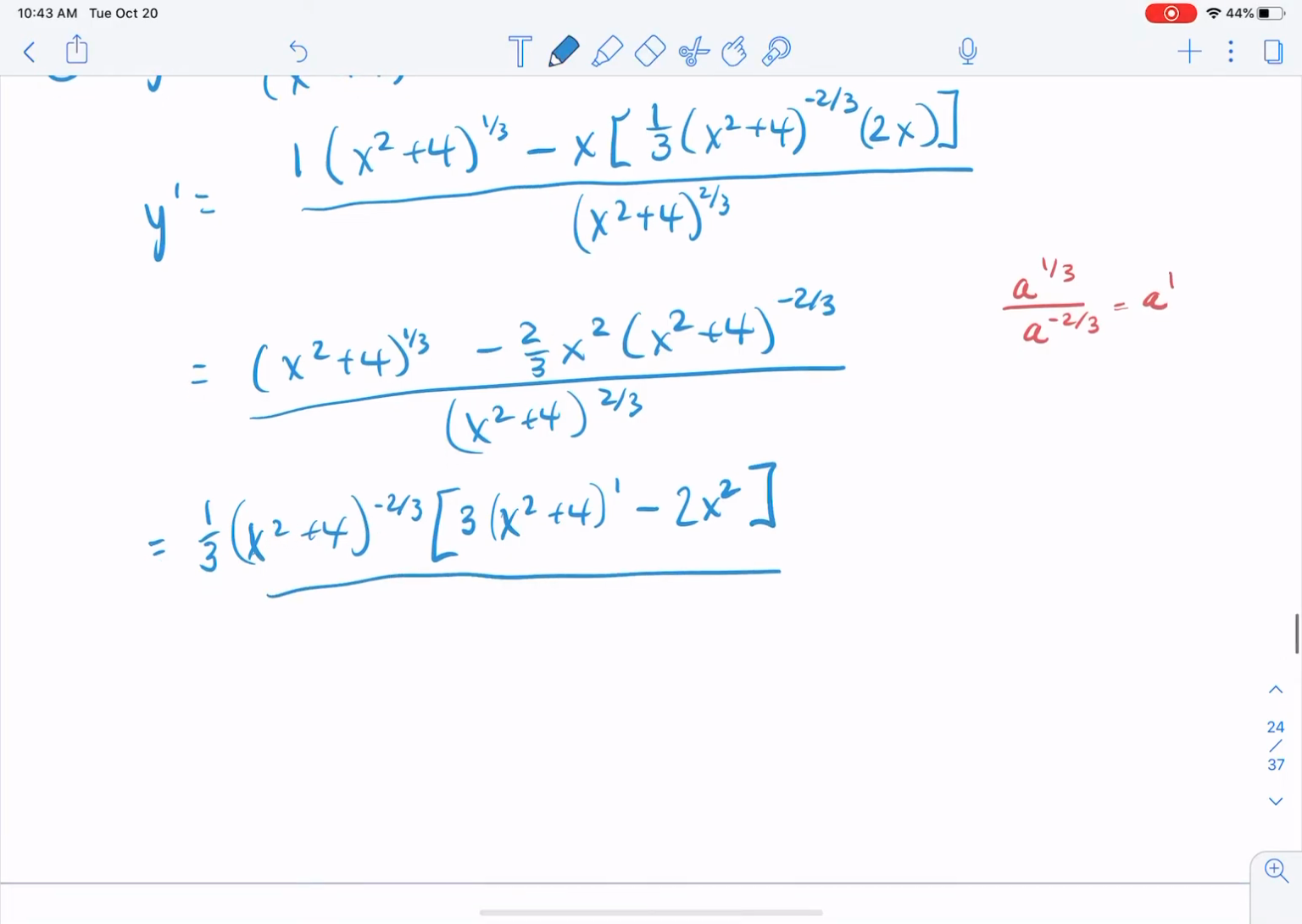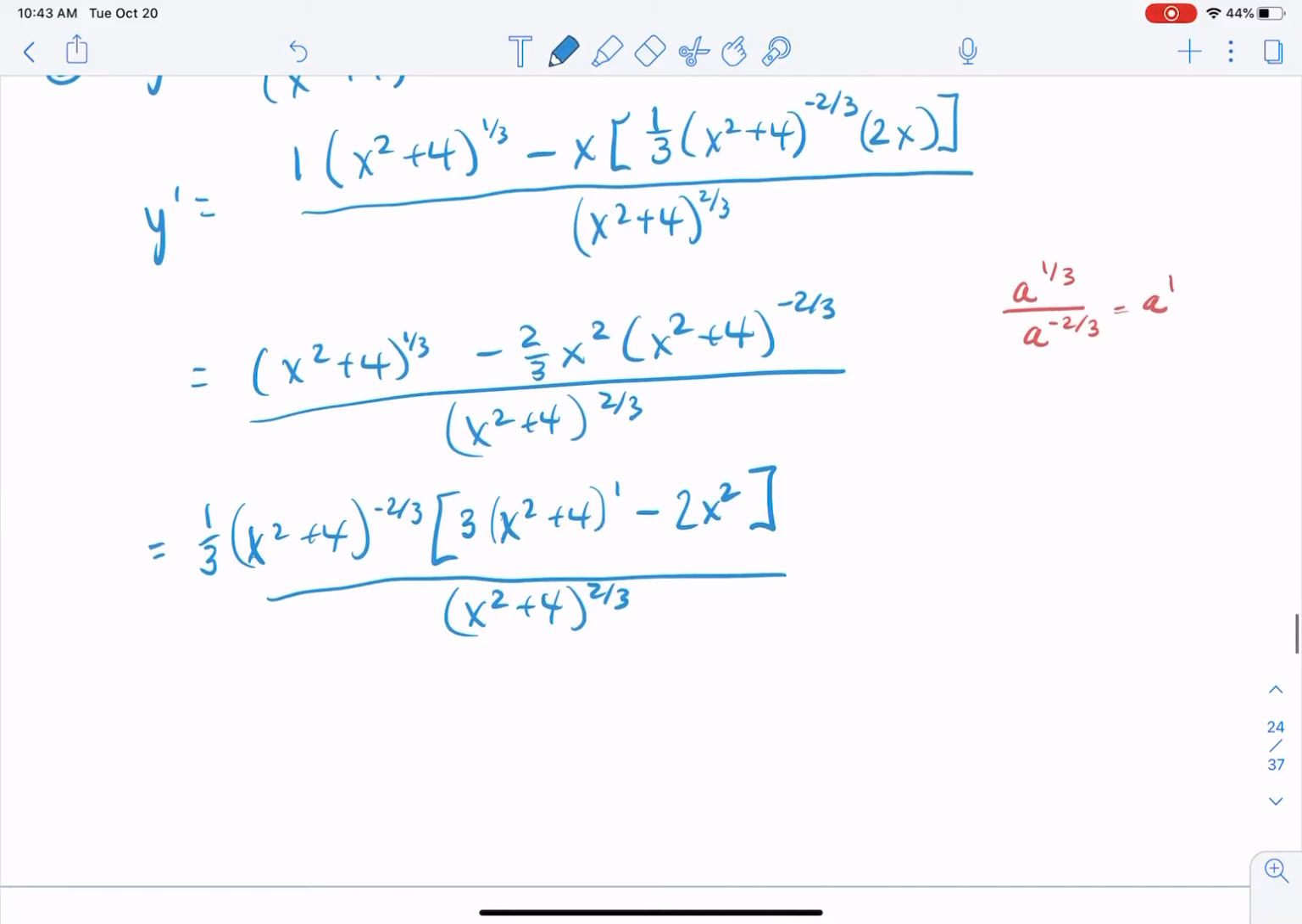And then don't forget your denominator. Okay, all right, now let's clean this up by putting this 3 down at the bottom. This x squared plus 4 to the 2/3 power, it's negative, I'll bring it down to the bottom as well. And then just simplify this here in the parentheses. I've got 3x squared plus 12, which I'll combine with a negative 2x squared.